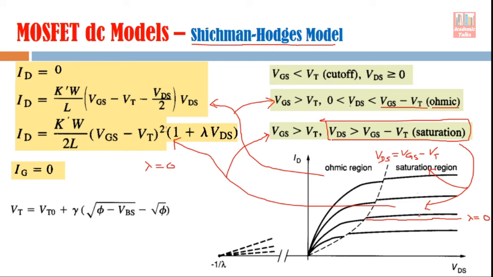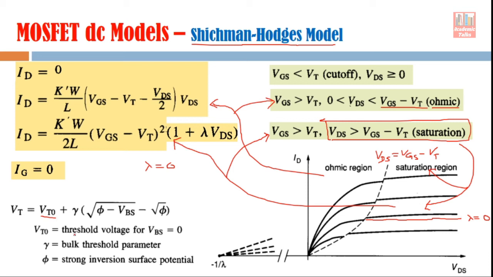Now another thing here is this VT. We have discussed many times, this VT is your threshold voltage. So on what factors does this VT depend? I expect that in the previous semester you studied VT in detail, and that VT was given by these equations. There are some parameters here. This is VT naught. This VT naught is your threshold voltage when your bulk source voltage is 0, meaning your bulk or substrate is grounded. At that time, VT is equal to VT naught. That is a constant parameter.